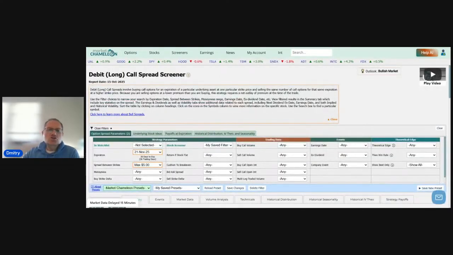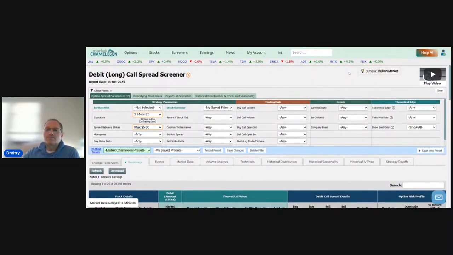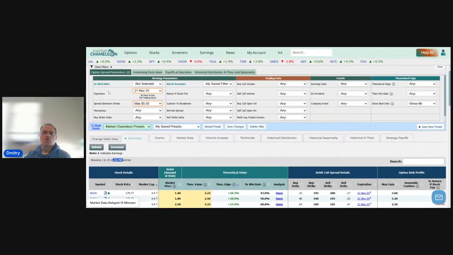What this screener does, we could close this explanation to expand our screen. What you'll see up top are filters for the screeners with different tabs. And below, we have the data elements for different combinations of call spreads. We have over 20,000 different combinations.